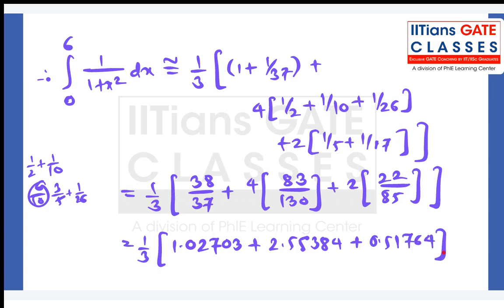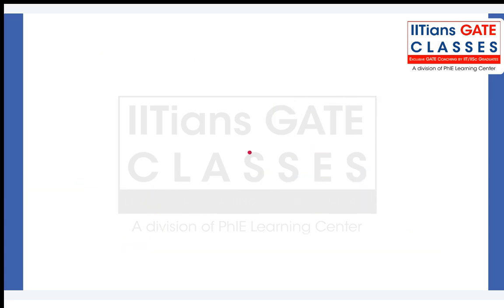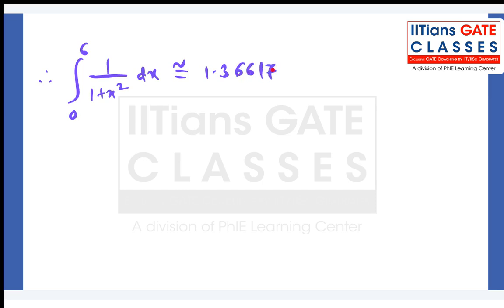Let me just quickly do it, because this is simple algebra. 1.02703 plus 2.55384 plus 0.51764, I could have given this to you to do, but let's finish it. And then we are supposed to divide by 3. Therefore this approximate value for this integral turns out to be 1.36617. And they're asking you to round it off till 4 decimal places, so this will be 1.3662.